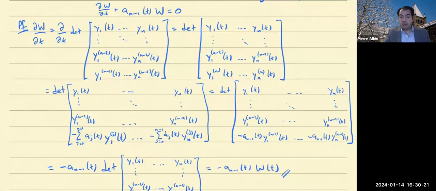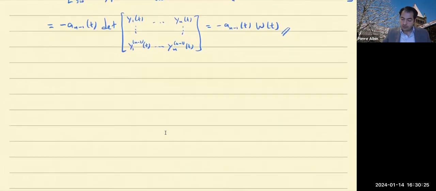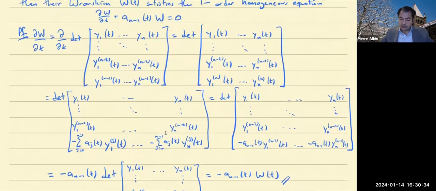Okay, so that's Abel's theorem. And what's important about Abel's theorem is a simple corollary. The Wronskian satisfies this linear first order ordinary differential equation. We know how to solve these, right? This you can solve by just doing separation of variables. This is a separable first order equation, so it's easy to solve.